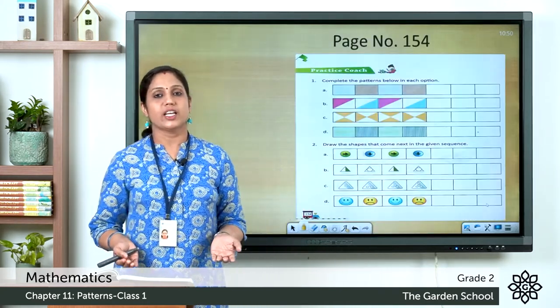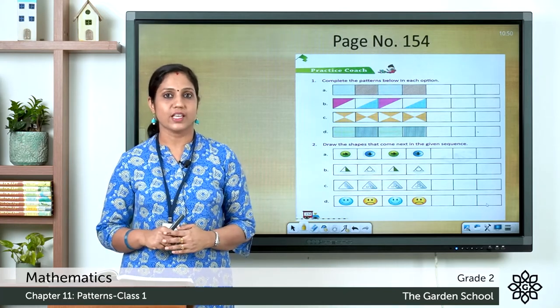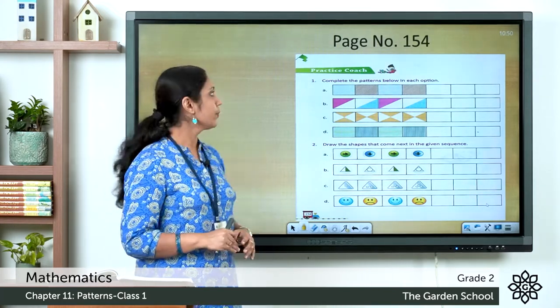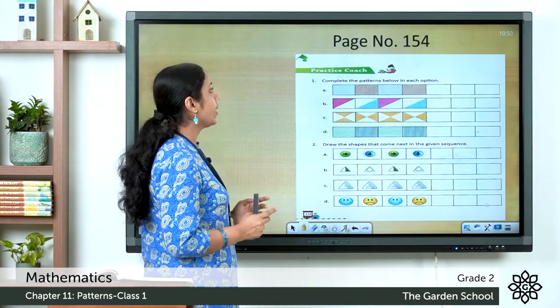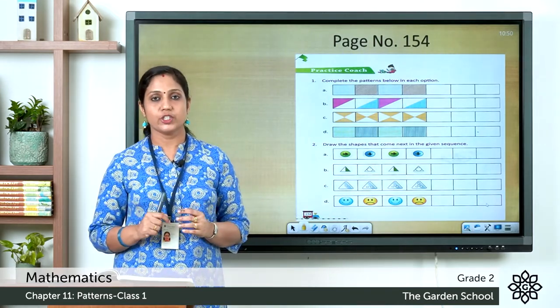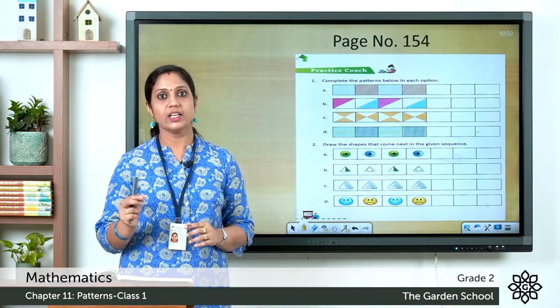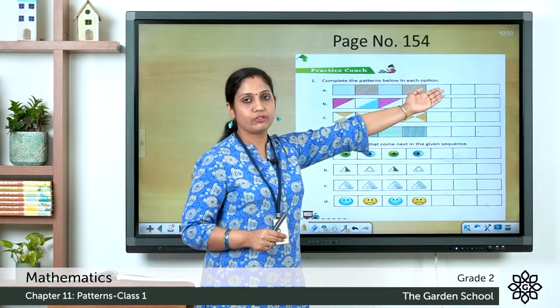Now you can take your textbook and turn to page number 154. We have some exercise to do there. So let's have a look at it. The first one, Practice Coach. Complete the patterns below in each option. In the first picture you can see dots are given, slanting lines, dots, slanting lines. And here you have to fill it in.